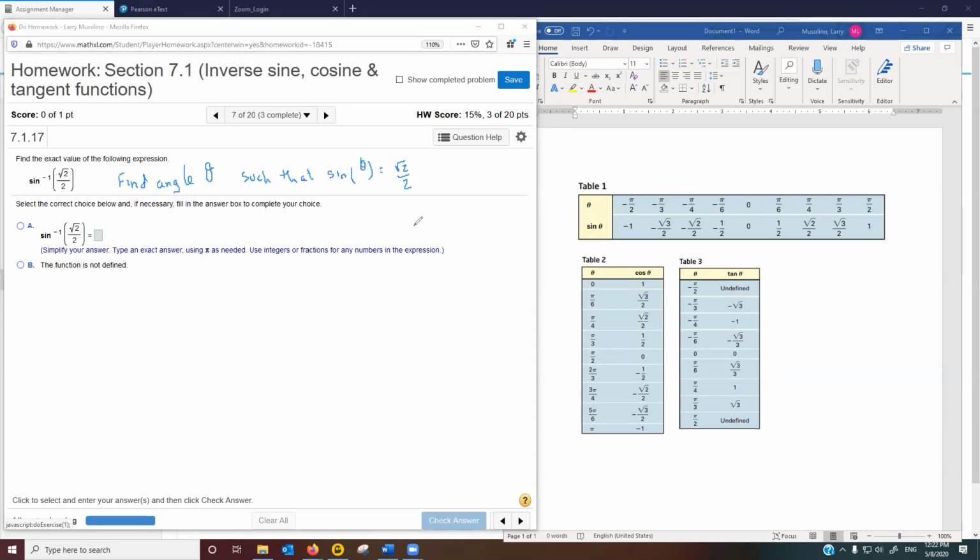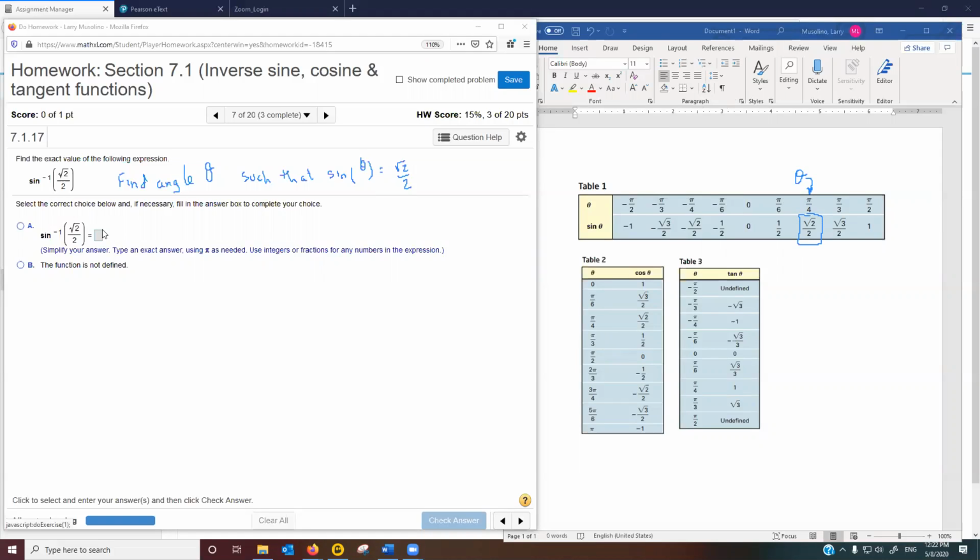Well, what I'm going to do is come over to this lookup table here, and I'm noticing here is the sine of an angle equals square root of 2 over 2. Well, what's the corresponding angle? Well, theta is pi over 4. So the answer to this question is going to be pi over 4.